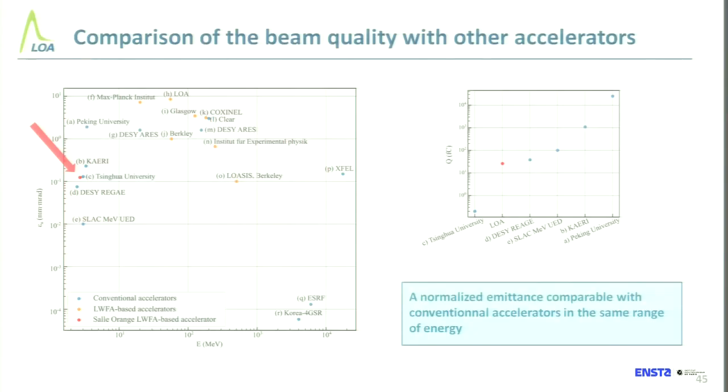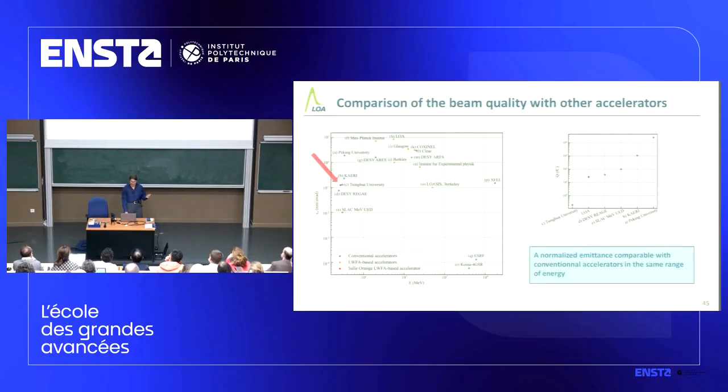So we were very happy to first be able to measure an emittance, and then we compared this emittance with the emittance of various accelerators in the world. If we look especially at our range of energy, so below 10 mega electron volts, you see that here we are in red. In blue, it's all conventional accelerators. Laser-wakefield accelerators are in orange, not in the same range of energy. And so we have a normalized emittance which is really comparable to the one measured in conventional accelerators.